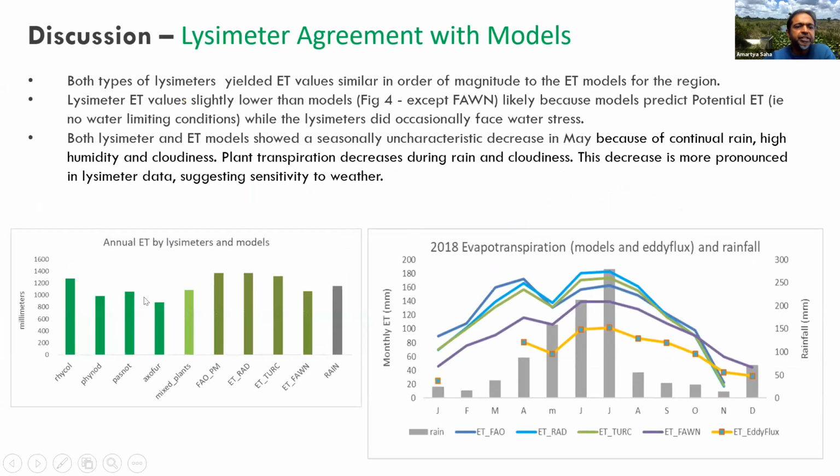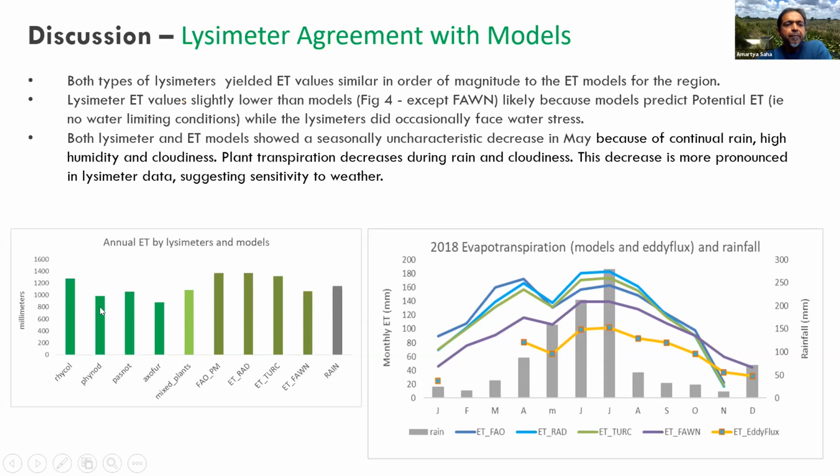So to discuss this, we said that both types of lysimeters, the weighing lysimeters and the water level lysimeters, gave ET values which were similar in magnitude to the models and the data for the region. And then the lysimeter ET values are slightly lower than the ET models, and that is to be expected because the ET models are calculating potential ET, that is the amount of water loss from a landscape if there is no water limitation, like for irrigated agriculture.